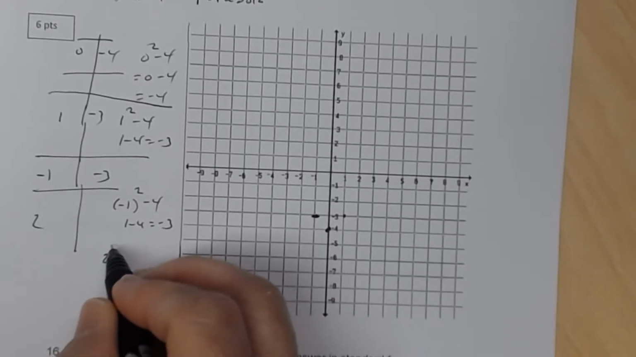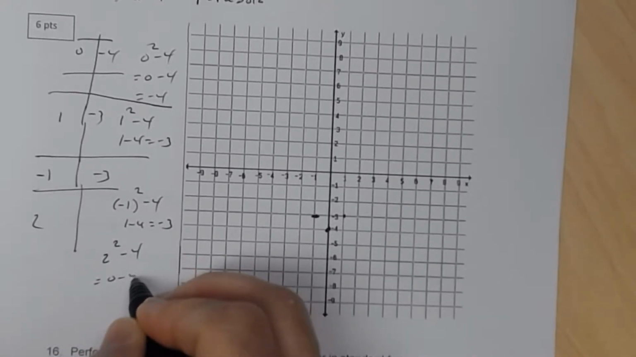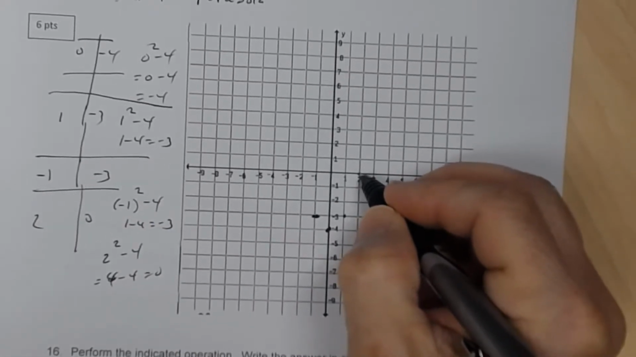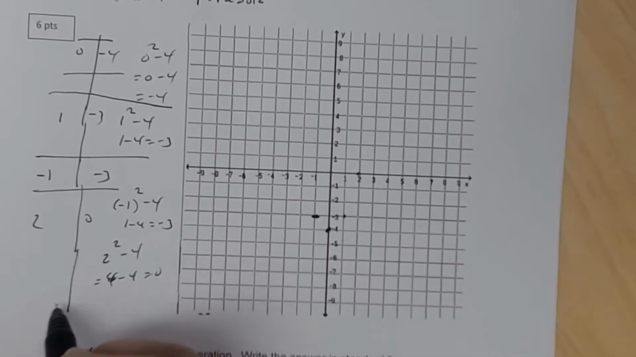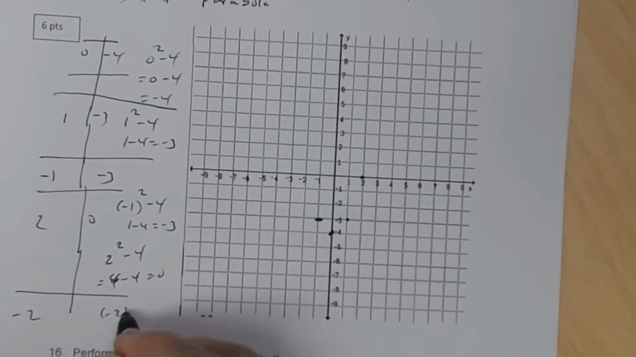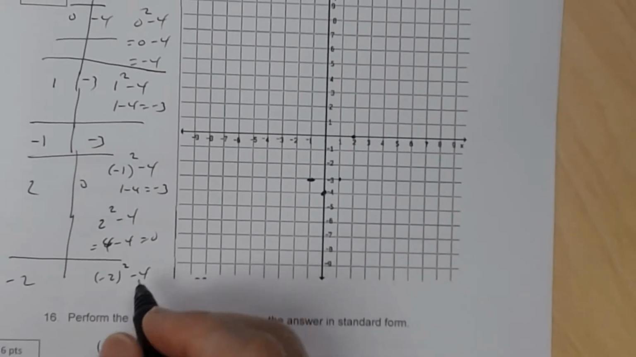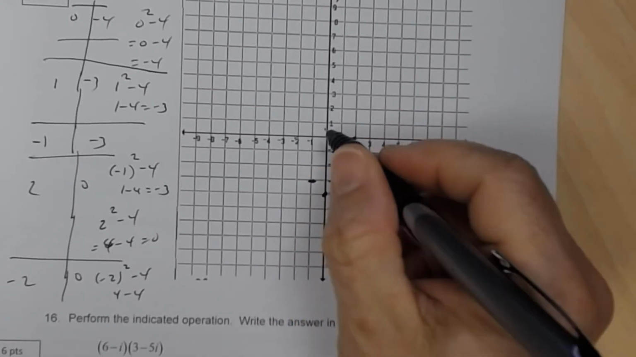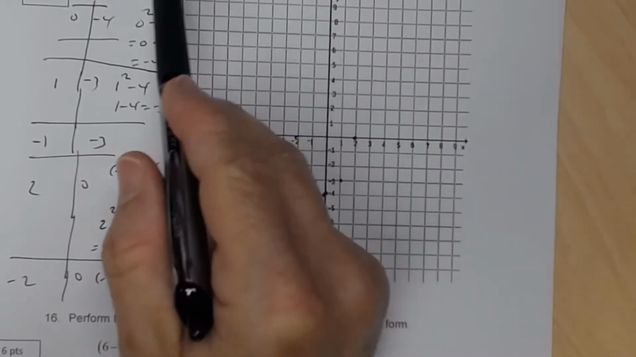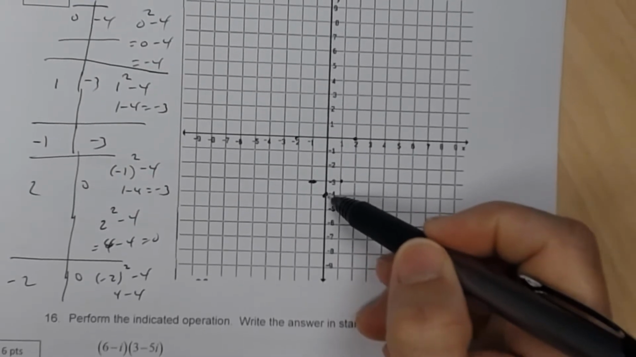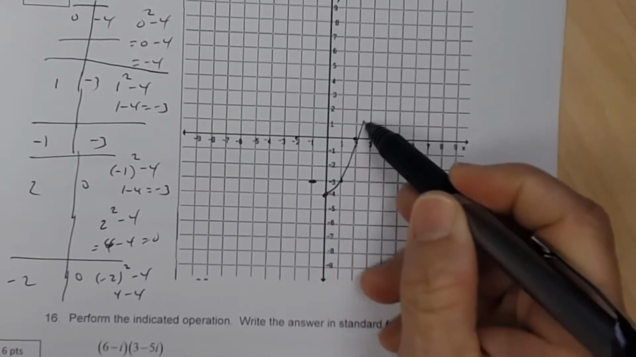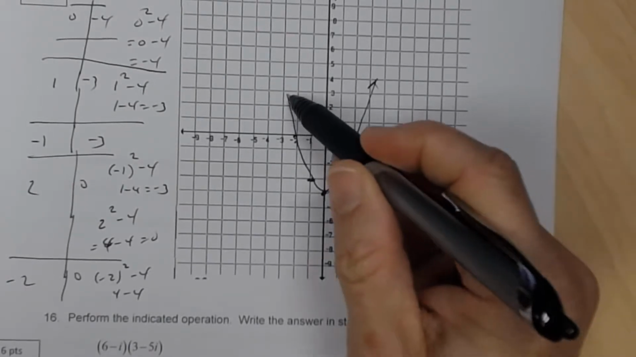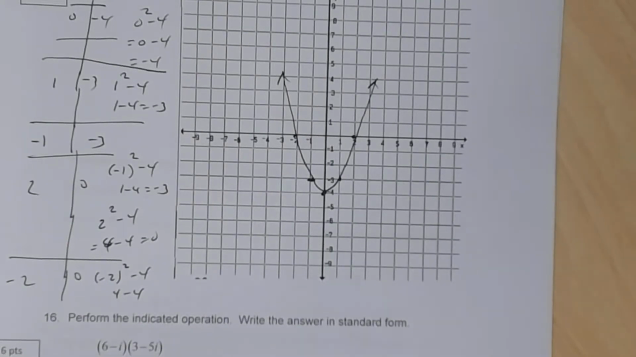I get 2 squared minus 4. That's 4 minus 4, which is 0. So I get 2, 0, which is here. If x is, let's say, negative 2, I get negative 2 in parentheses squared minus 4. That's 4 minus 4, which is 0. Noticing that this is quadratic, so the graph is a parabola, you get something that's going to look like this. Do the best you can with drawing it. Make it look symmetrical. And that's it. That's all you had to do.